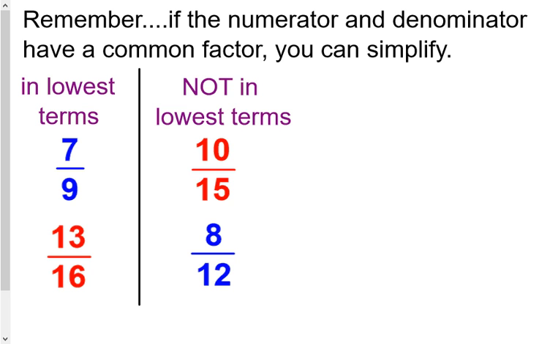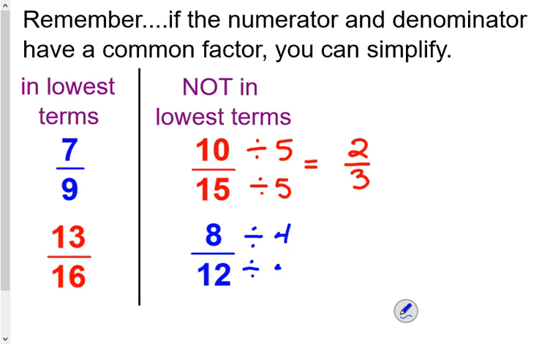So for example, 7/9 and 13/16 are both in lowest terms, because 7 and 9 have no common factors, and 13 and 16 have no common factors. But 10/15 is not in lowest terms because 10 and 15 share a common factor of 5. So that can be simplified to 2/3. 8/12 can be simplified because 8 and 12 share a common factor of 4. And that's going to give us 2/3.